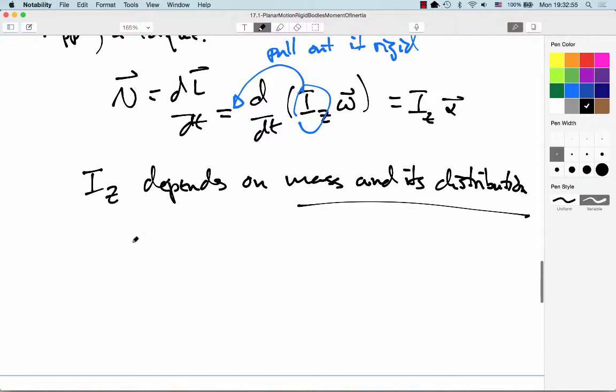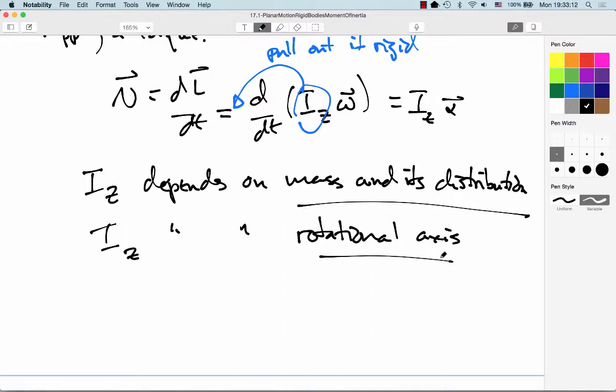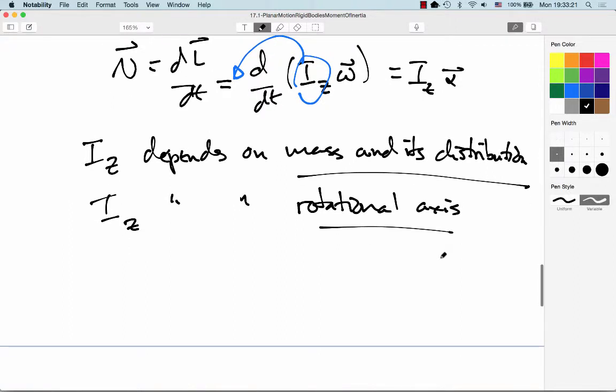And it also depends on our choice of rotational axis. So if it rotates about a different axis, we have to totally recompute our Iz. So it's a helpful analogy, but it is going to be a little harder.